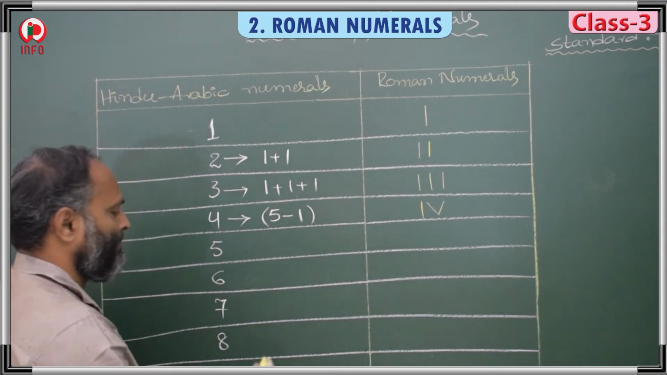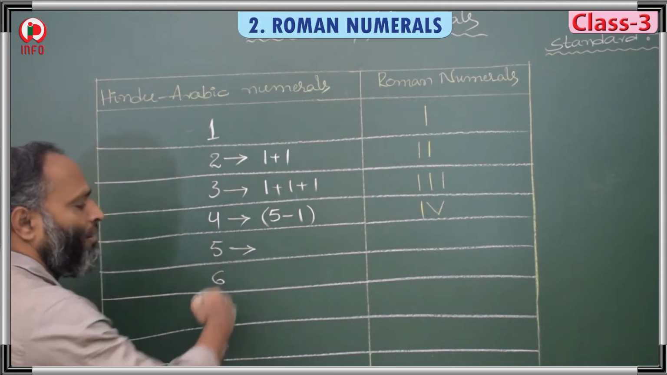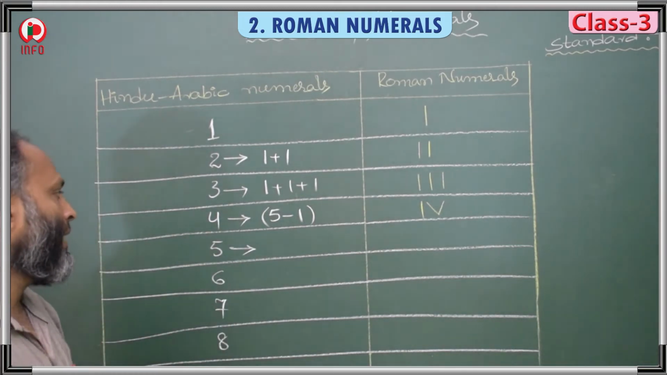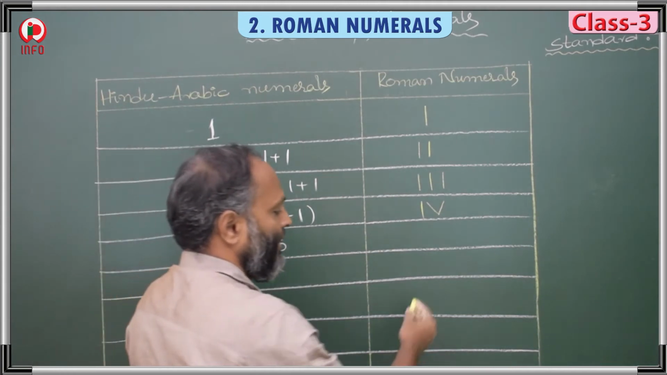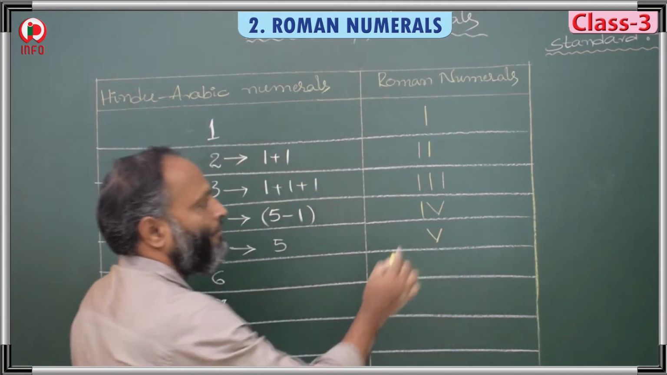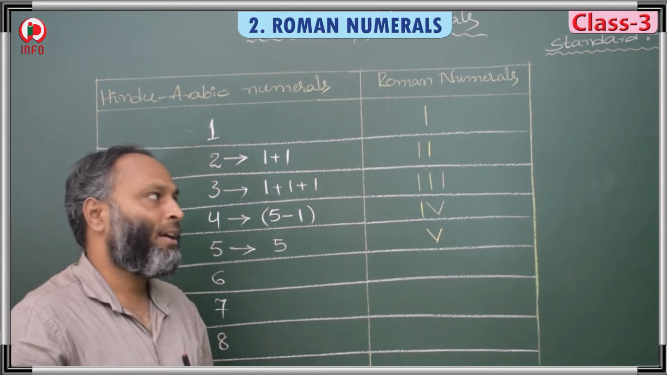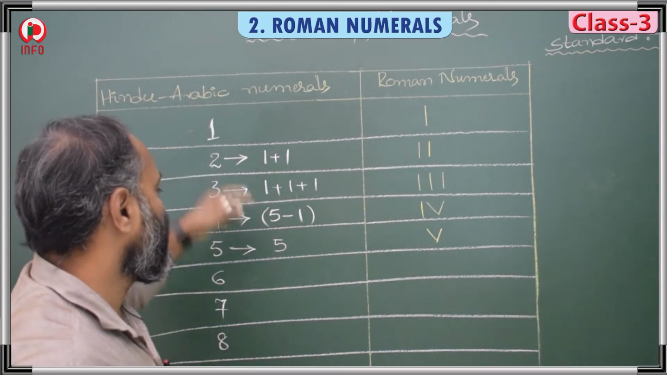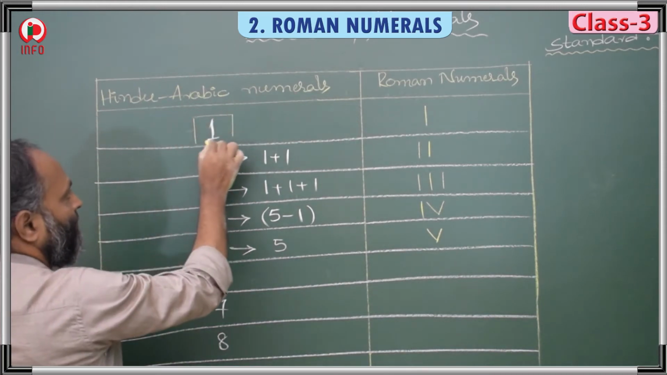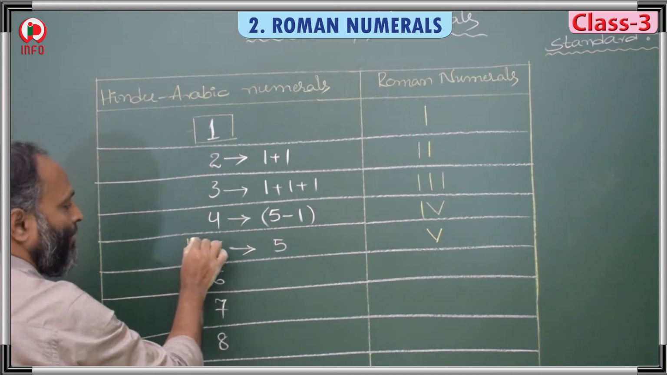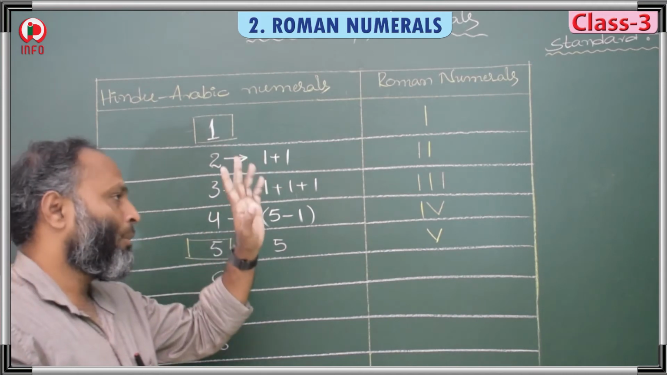Then 5. How do we take this 5? A direct representation is there. The direct representation of 5 is V. No need to change anything. Why? Because 1 has a direct representation and 5 has a direct representation in Roman numerals.